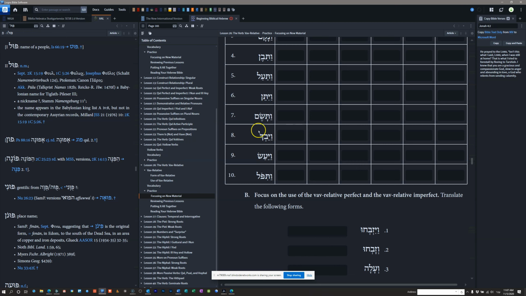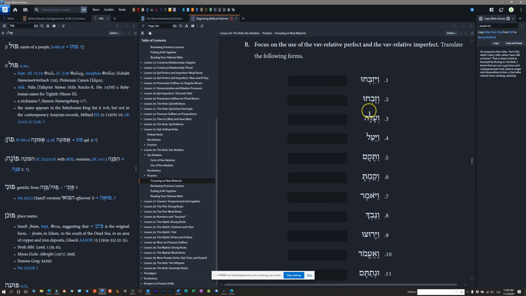So this one's pretty obviously zavach. This is on a perfect. So this is vav relative on a non-prefixed form. So that's going to be translated as future. When it's on a prefix form, it's going to be translated as past tense. So here again, on the perfect form, future, Allah. Here we've got Allah prefixed form, so that's going to be past tense.